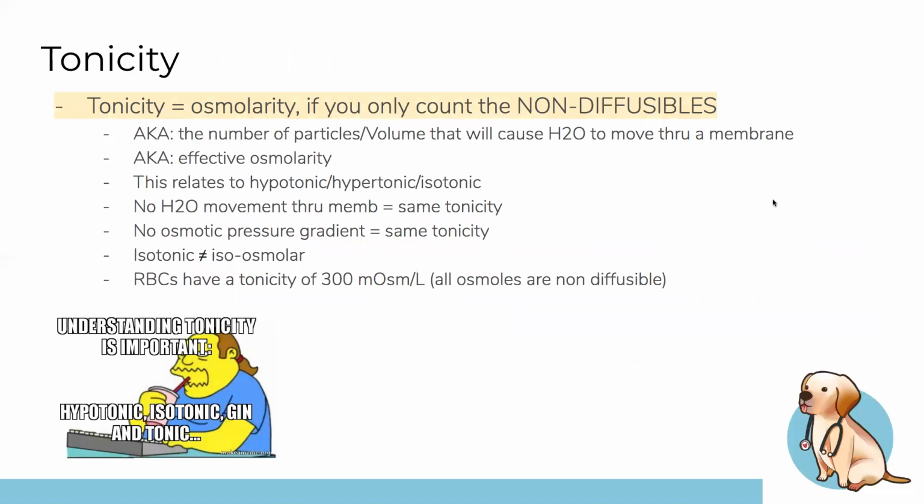So tonicity is effective osmolarity, basically. So it is the osmolarity, but only counting the non-diffusibles. So tonicity is what you look at when you figure out whether water moves, where the water is moving, or if the water needs to move. So it's important to note that tonicity and osmolarity are not the same. So something can be isoosmolar, but not be isotonic. Red blood cells do have a tonicity of 300 milliosmoles per liter.